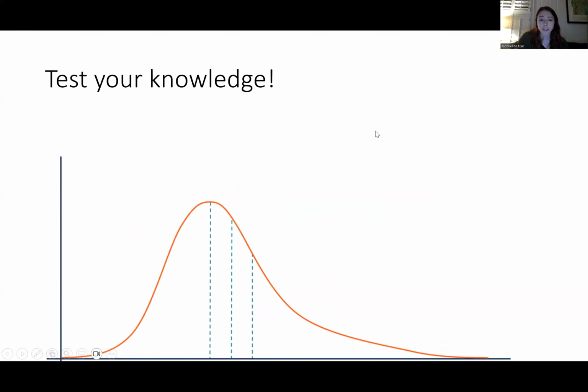So just real quick to test your knowledge, looking at this positively skewed graph here, where would you place the mean, median, and mode along these lines here? Which is going to be the smallest number, and which is going to be the highest number, and which will be in the middle? I'll give you a second.